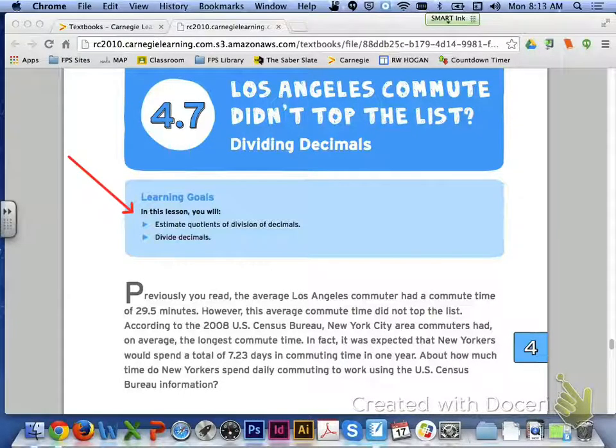Hi class, in lesson 4.7 we will be dividing decimals. Learning targets for today will be estimating quotients of division of decimals and dividing with decimals. We will not only be taking a look at decimals in the divisor, but we will also have decimals in our dividend as well.